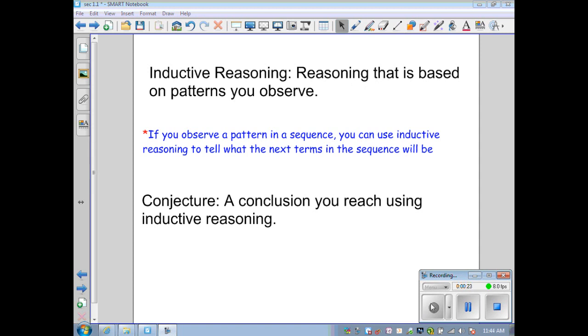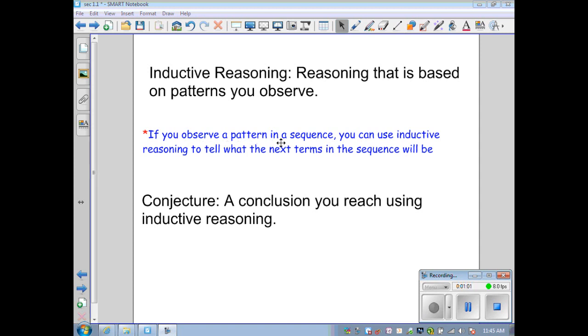For example, if your mother makes eggs every Friday morning, then as Friday approaches, you will make a conclusion that she will make eggs. Now, making that conclusion is called a conjecture. A conjecture is a conclusion reached using inductive reasoning, which is based upon your past experiences.